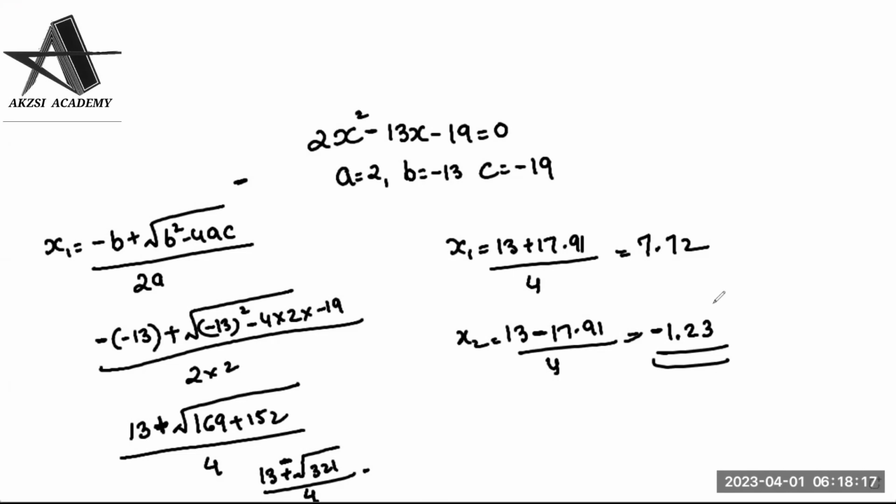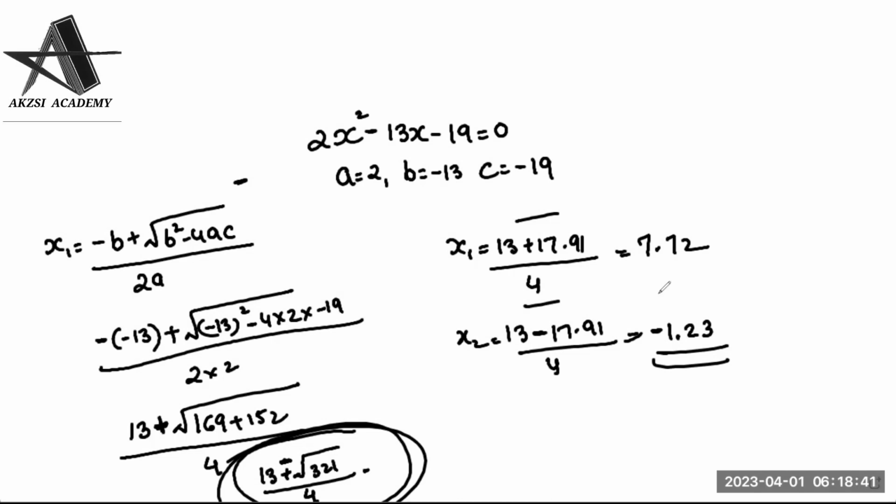So in this way, we can solve any type of question. You only have to find a, b, and c and put them in the given formula. Once you reach this step that I'm encircling, just write one with plus and one with negative, and you will get the two different values for x. This is the quadratic formula.